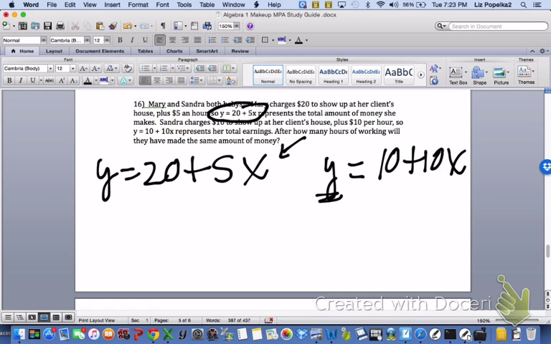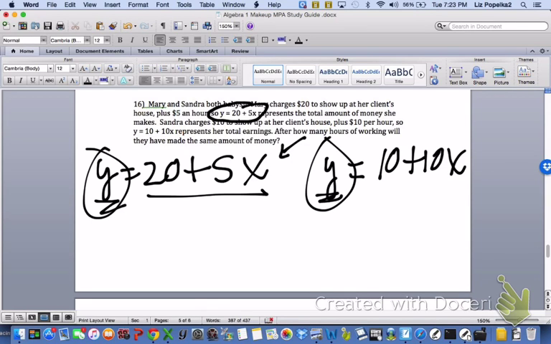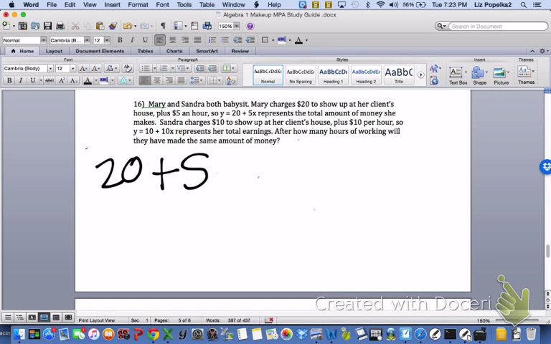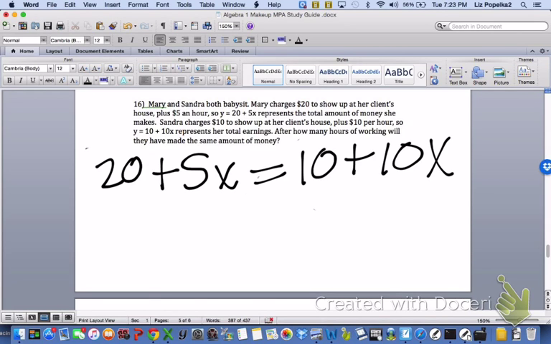So it's asking us, and the y for both of them stands for their total amount of money that they make. So the question says, after how many hours of working will they have made the same amount of money? Well, since they're both y equals, I'm just going to set these equal to each other and rewrite it into one big equation to see at what point does 20 plus 5x become equal to 10 plus 10x.